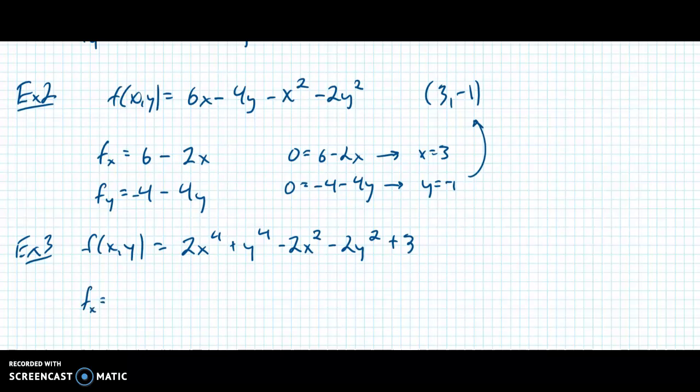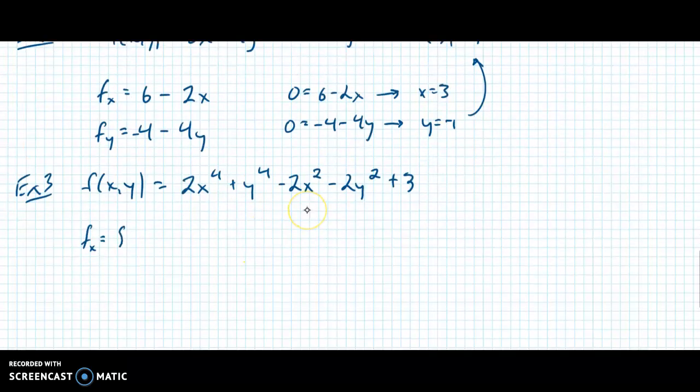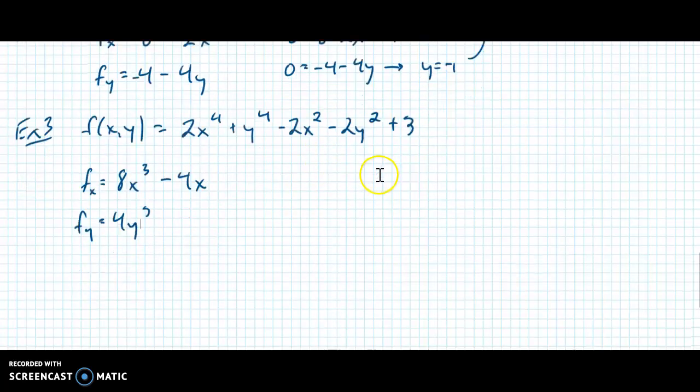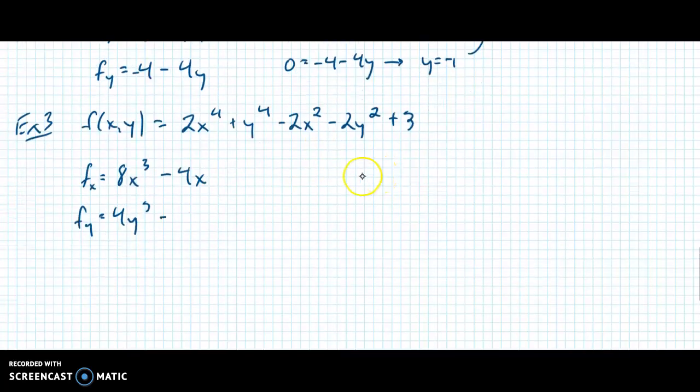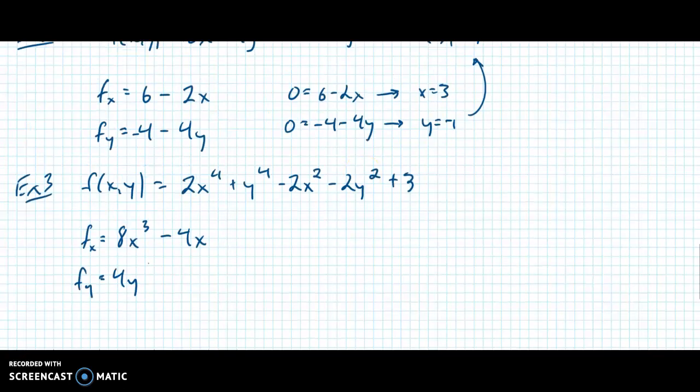F sub x is equal to 8x cubed, this term goes away, minus 4x, and that's it, right? Is that correct? 8x cubed minus 4x. Good. Let's do partial y. That is equal to 4y cubed, that's the derivative of this, because this one has no y in it. And then minus, I should make that look like a cubed, cubed minus 4y. Is that correct? 4y cubed minus 4y.